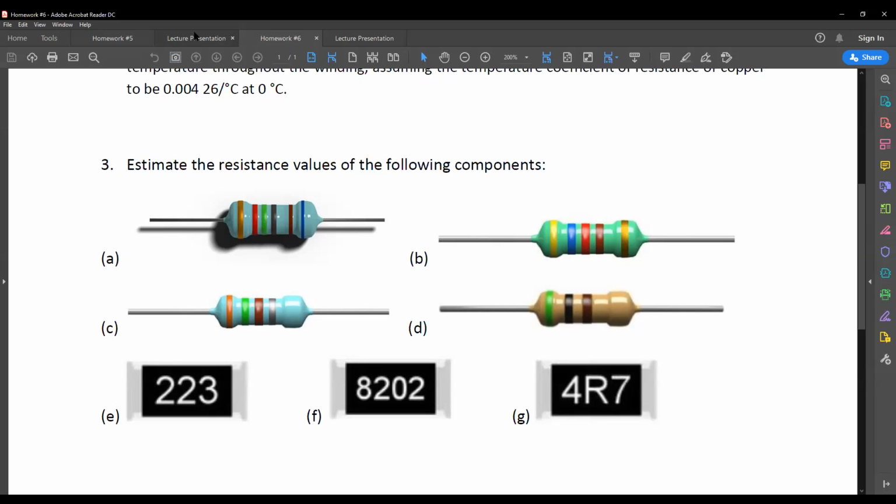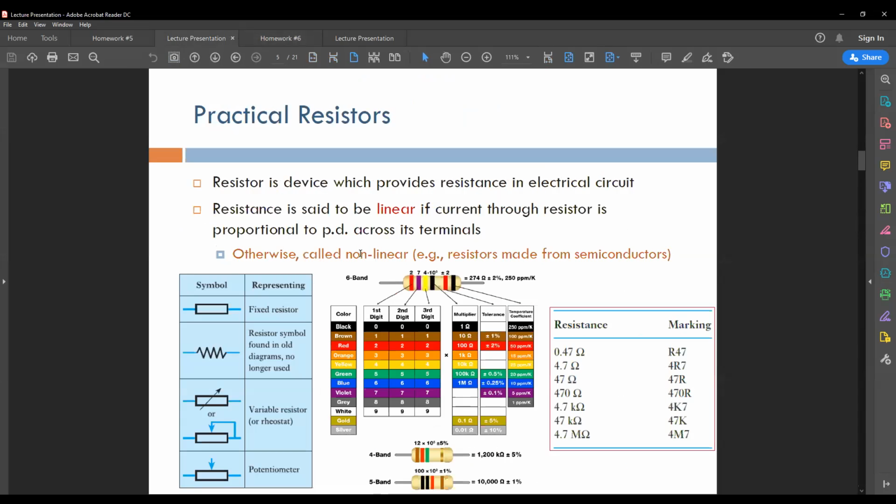Basically, in that particular problem, all you have to do is go back and look at this particular page. You will see that the 6 bands are there. The 5 bands will be without the last one, the temperature coefficient. Everything else is exactly the same. The 4 bands will just remove one of the digits here, so we're going to have 2 digits times the multiplier and the tolerance. The 3 bands will ignore the tolerance. If you don't have any band for the tolerance, you assume that it's 20%, as we said last time.